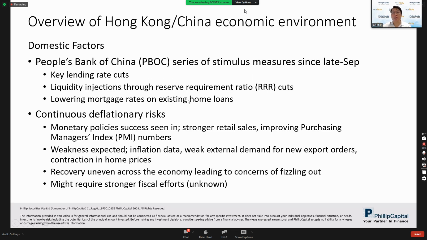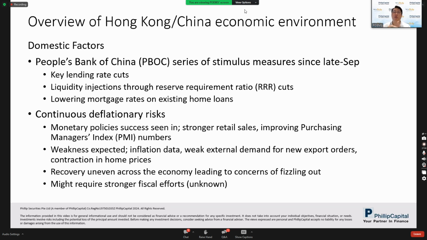For domestic factors, you can find PBOC's stimulus measures since late February: they cut key lending rates, made liquidity injections through reserve requirement ratio (RRR) cuts, and lowered the mortgage rates on existing home loans. They also asked regional banks to help support home purchasers, and even to buy over housing projects in certain scenarios. The measures initially helped to support the market, but in October and going into November, people find that they might not be sufficient as of yet.